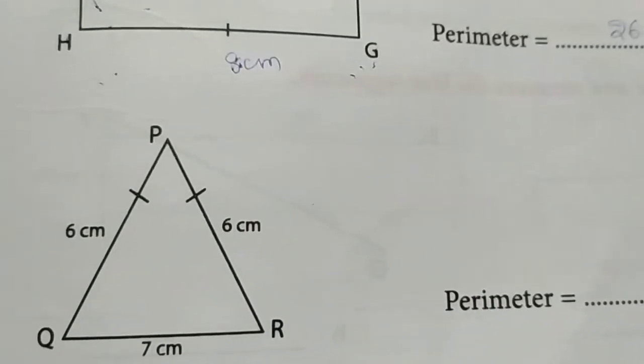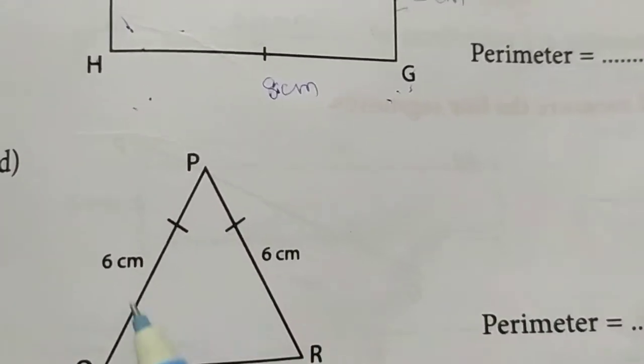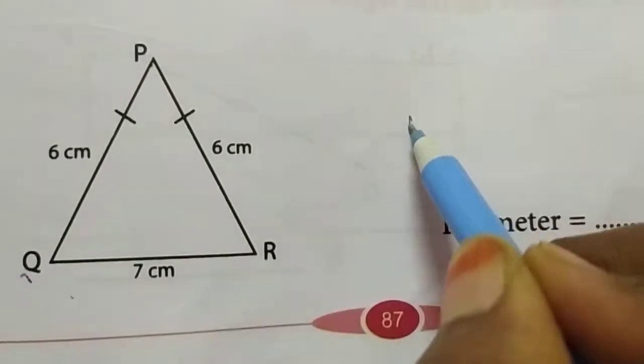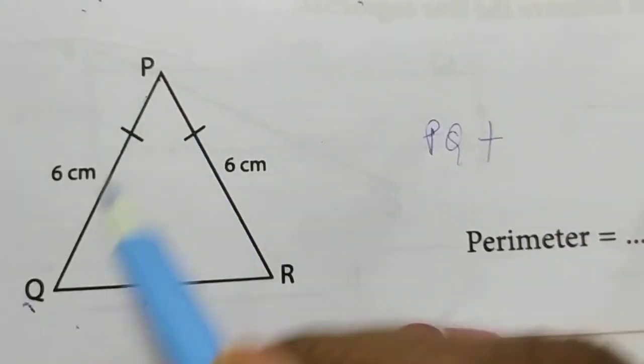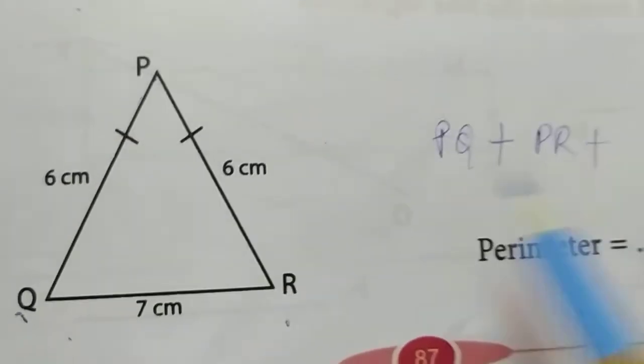Now next, the perimeter of this triangle we have to find. Now what are the sides, Nana? PQ, this is PQ, and PR and QR.